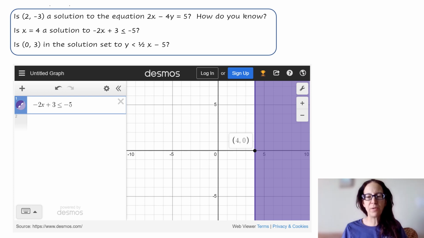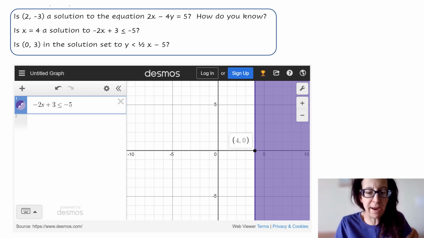And with Desmos, if I come over here and I click, I can look at the x-intercept, the y-intercept, but I can also click on it and you can see all of the different points. And of course, the question is, is the point 2, -3 on the line? Because that's what a graph is. A graph is the solutions. It's just a picture of all the solutions.